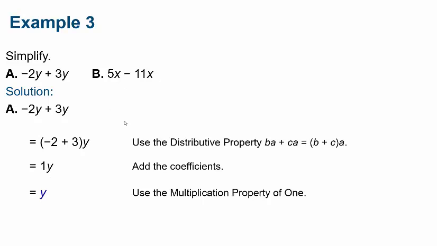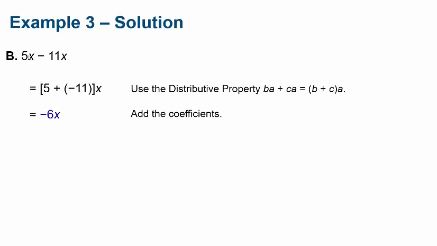Let's look at this one here. So here I have 5x minus 11x. They both have an x, so they're like terms. So what I'm going to do is add their coefficients. So 5 plus minus 11. Another way to think about this is just 5 minus 11. Well, that just gets me minus 6. And then don't forget I have the x. So this is just minus 6x.